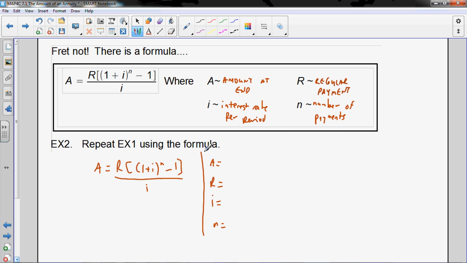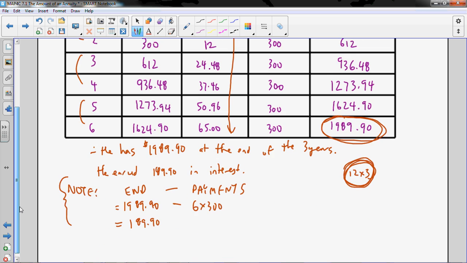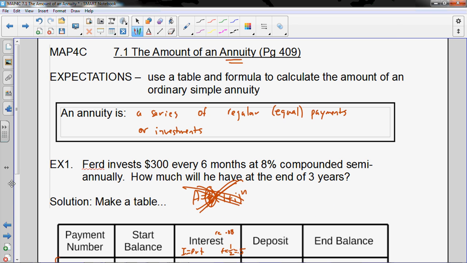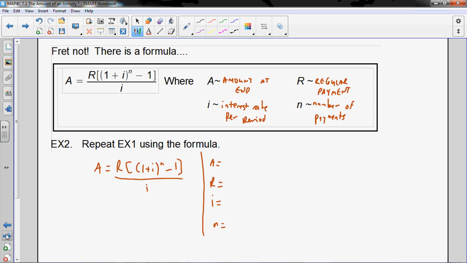Well, what do I got? I got the question here. Where was it? The interest rate was 8%. Regular payment was $300. Interest rate was 8%, but it's compounded semi-annually, so I got an interest rate per period divided by 2. The number of periods was 3 years, but twice a year, again, because it was semi-annually. And the amount at the end is what I want to find.